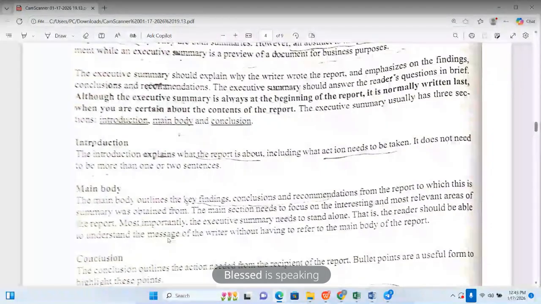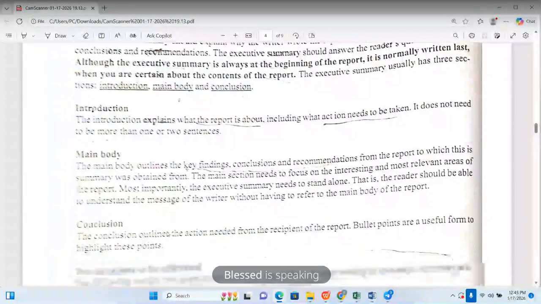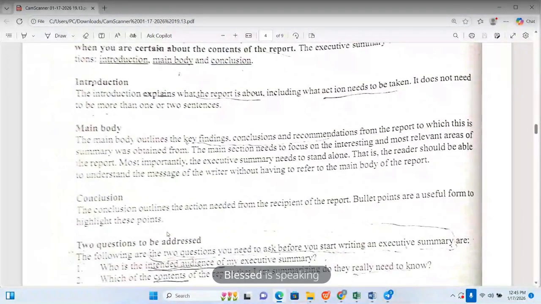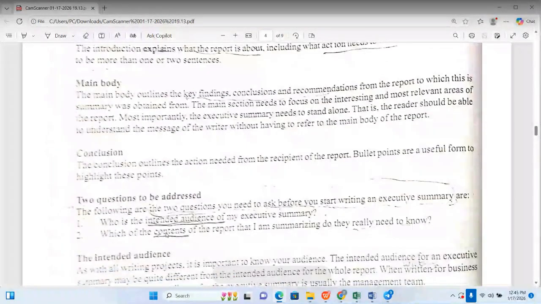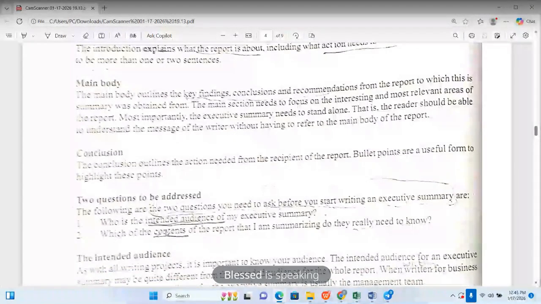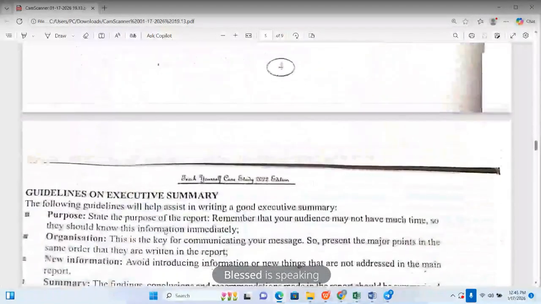Then we have the conclusion. The conclusion outlines the action needed from the recipient of the report. Bullet points are a useful form of highlighting these points. There are 2 questions to be addressed. Who is the intended audience of my executive summary? Which of the content of the report that I am summarizing do they really need? So that's one. You can actually read that one on your own.